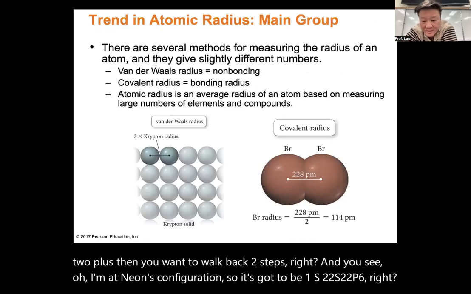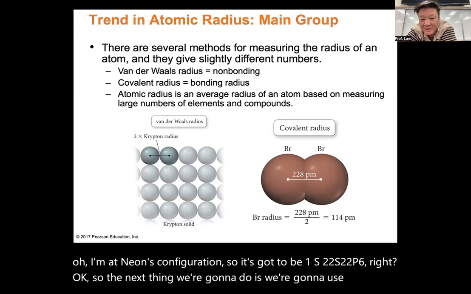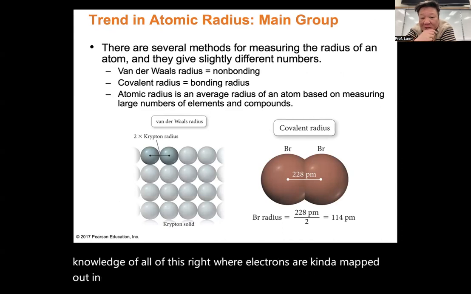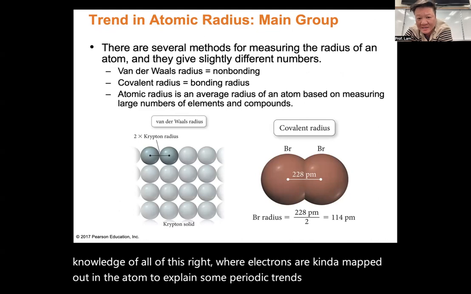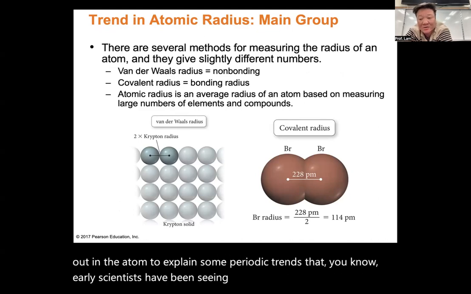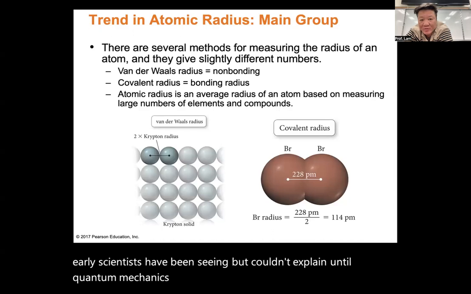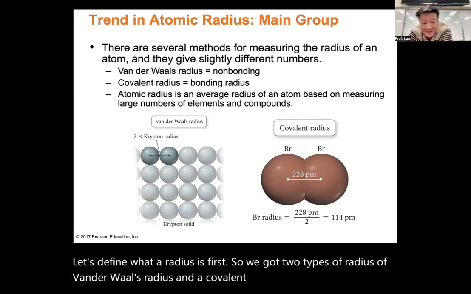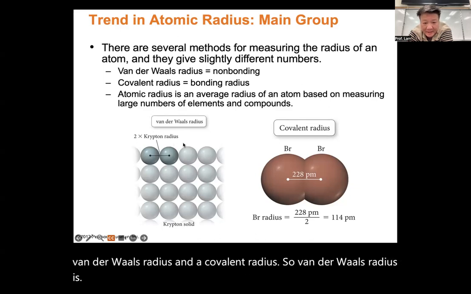Okay, so the next thing we're going to do is use our knowledge of all of this, right? Where electrons are mapped out in the atom to explain some periodic trends that early scientists had been seeing, but couldn't explain until quantum mechanics, right? So before we get into trends of atomic radius, let's define what a radius is first. So we've got 2 types of radius, a van der Waals radius and a covalent radius. So van der Waals radius is for like a non-bonding type radius.